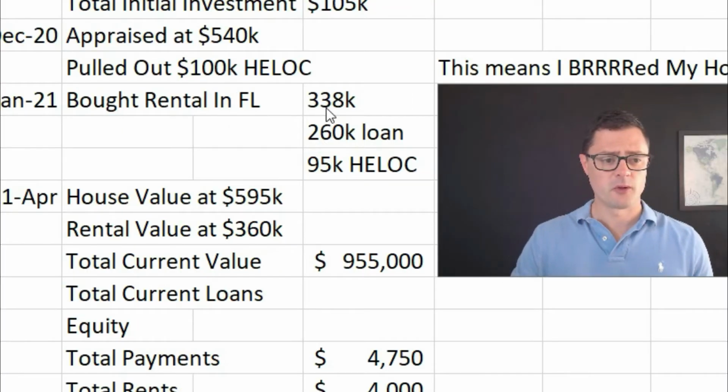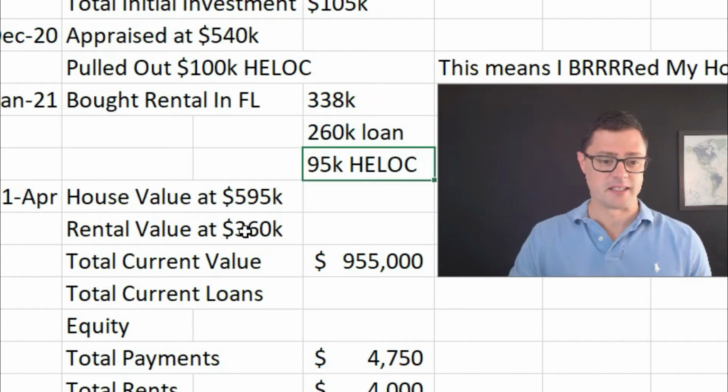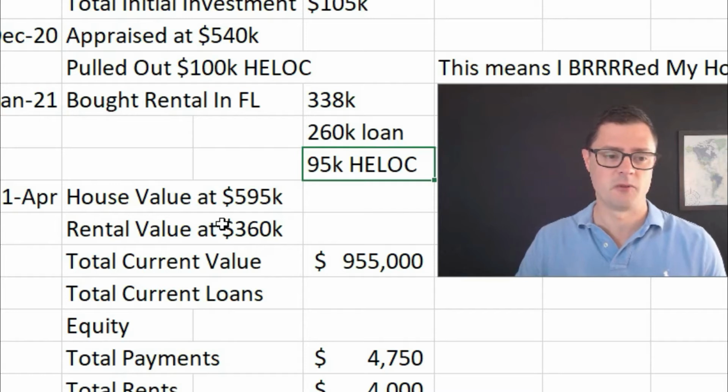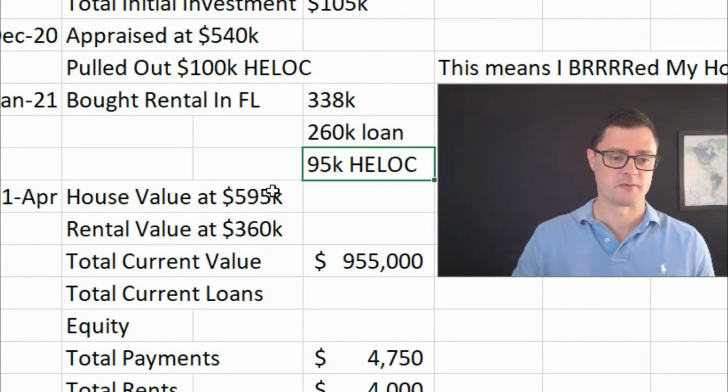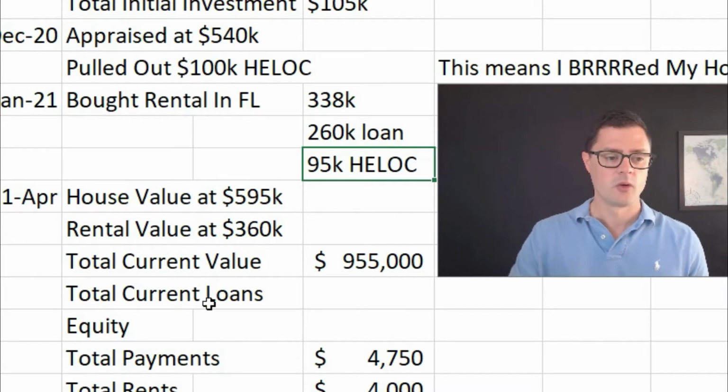Next, we bought a rental in Florida for $338K. We got a $260K loan and a $95K HELOC. If you're saying, hey, that doesn't add up, well, there's closing costs involved, and we had to buy stuff and furniture and fix it up and this and that. So we're in for that.